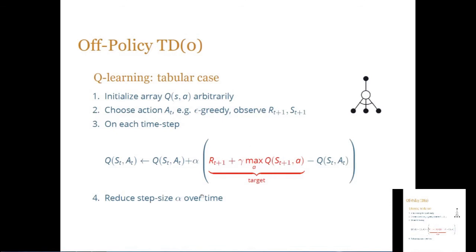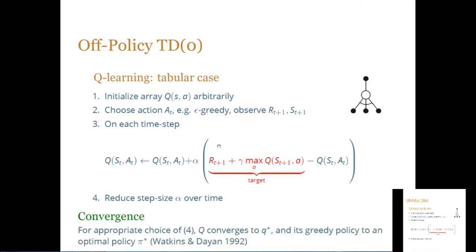And we can reduce the step size over time. Actually, for Q-learning, this is more necessary in practice. As for the convergence properties, for an appropriate choice of step size, Q converges to the optimal action value, and the greedy policy to an optimal policy.